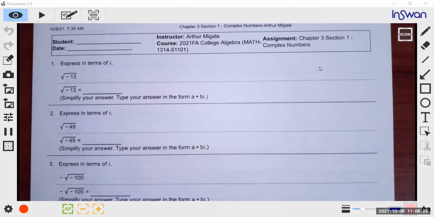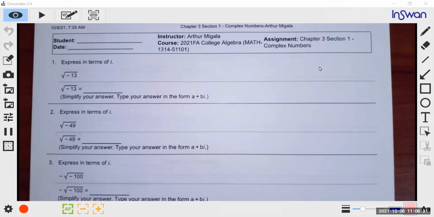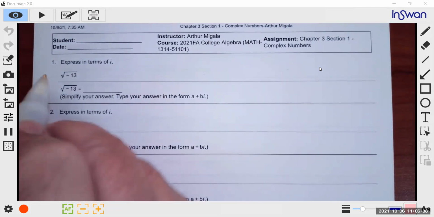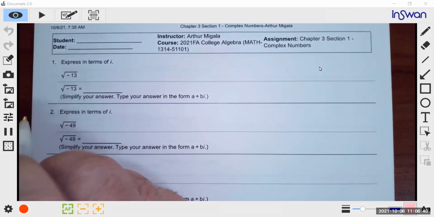All right, this is chapter 3, section 1 homework. You're gonna have something very similar to these. So listen, number 1, express in terms of i. Square root of negative 13.